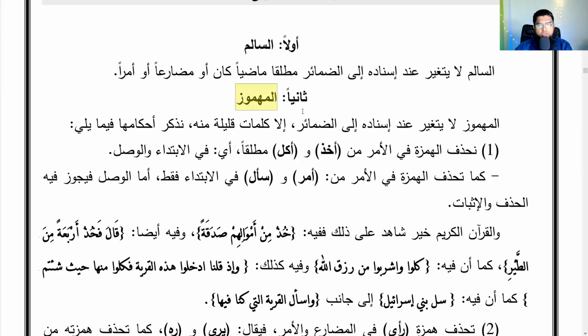Then we have Al-Mahmuz. Al-Mahmuz also doesn't change except few. إلا كلمات قليلة. And what is it? أخذ and أكل. And in أخذ and أكل, in the amr of it, if you do the conjugation of amr, we will delete the hamza always mutlaqan. It will always be khud in the starting as well as in middle.